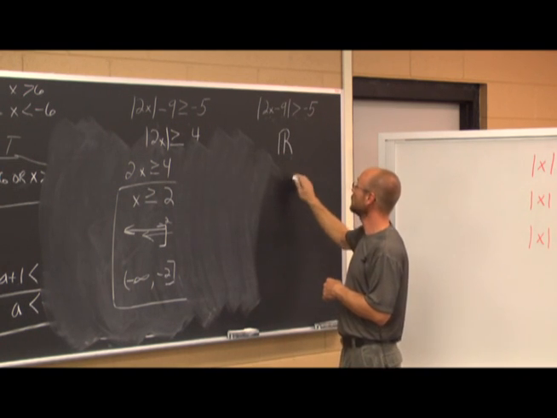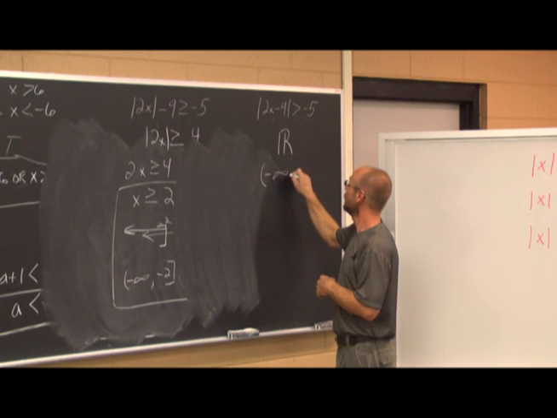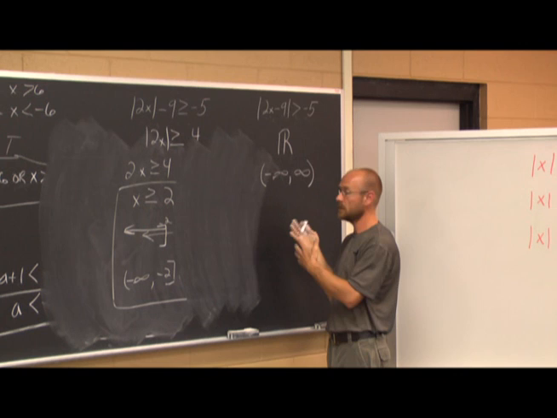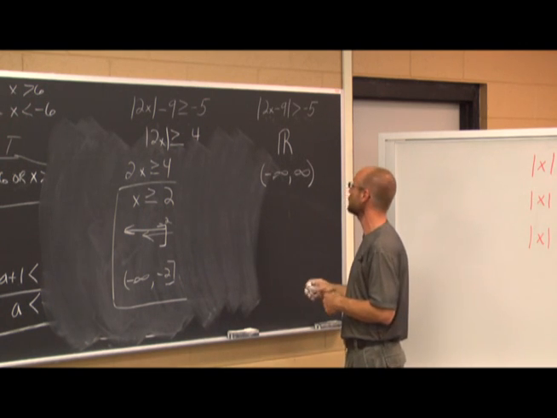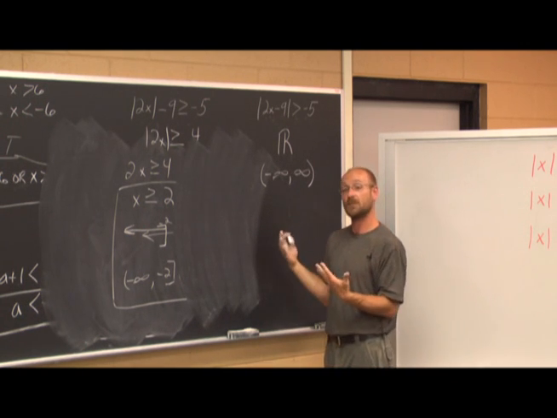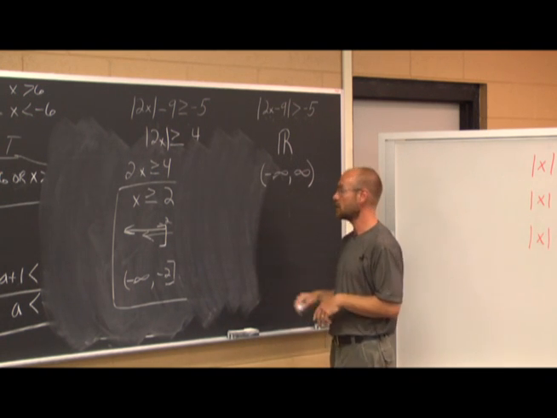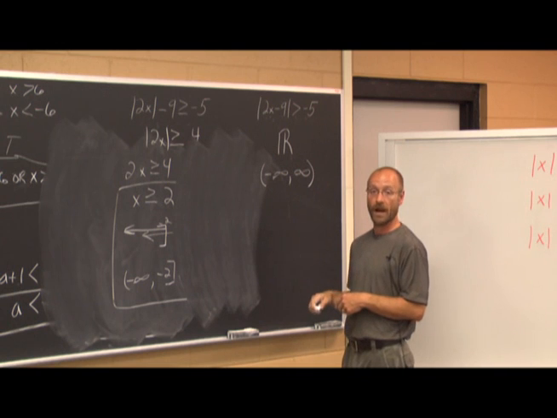This is the symbol we use. Or we can write it in interval notation, negative infinity to infinity. That includes all the real numbers. Graphing this essentially is the number line. Because it includes the entire number line, it is the entire number line. So there's really no need to graph it.